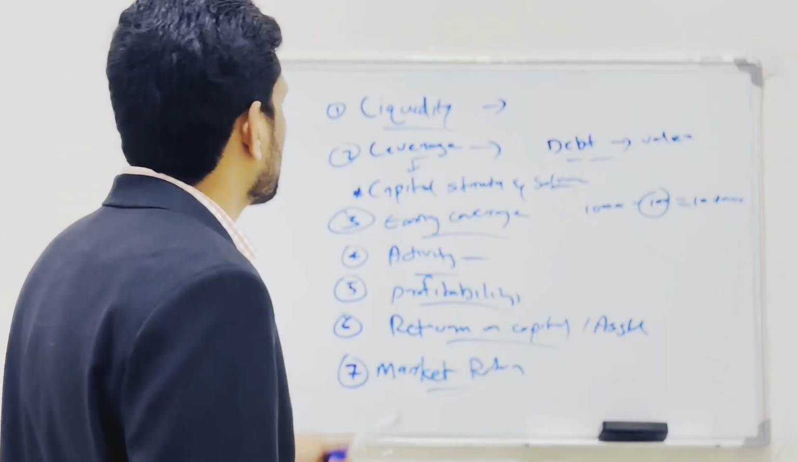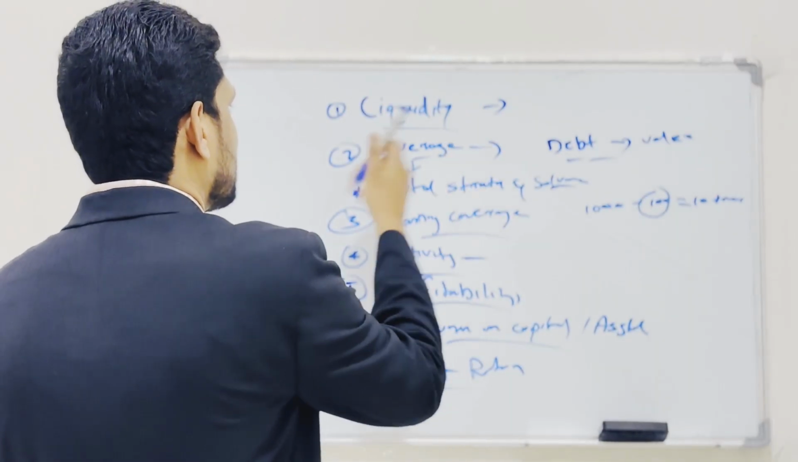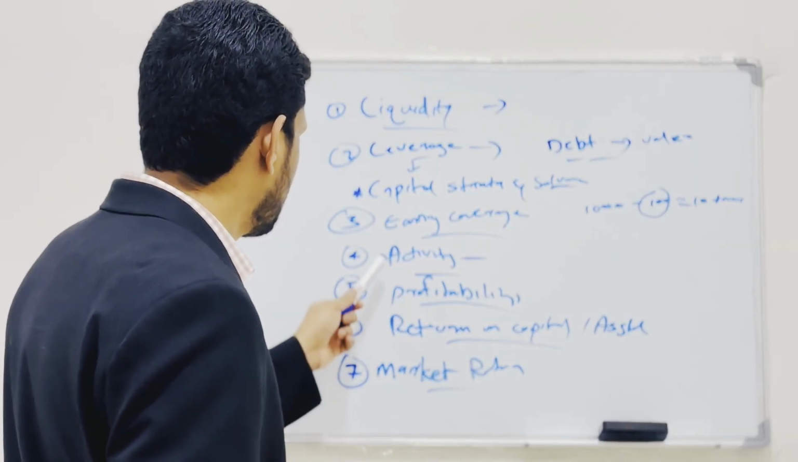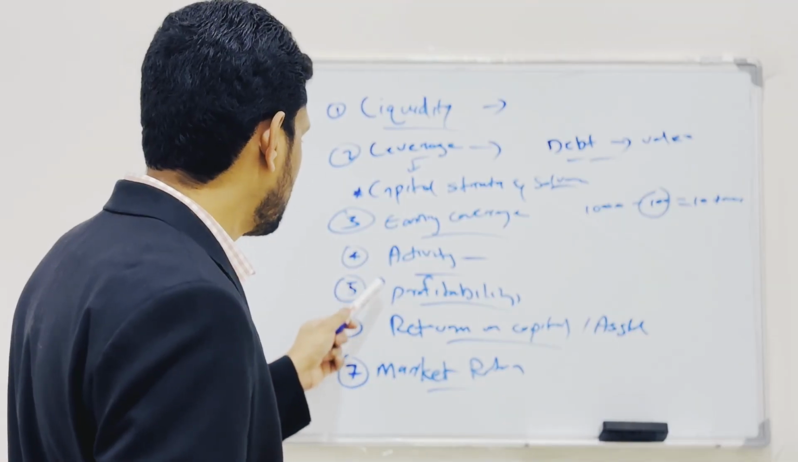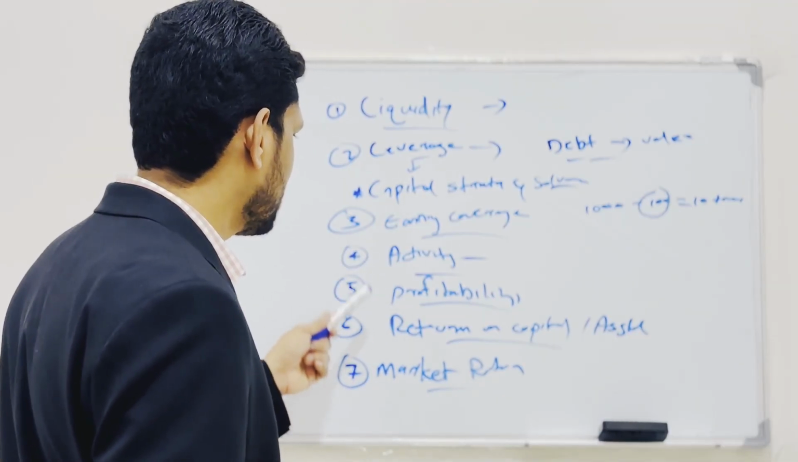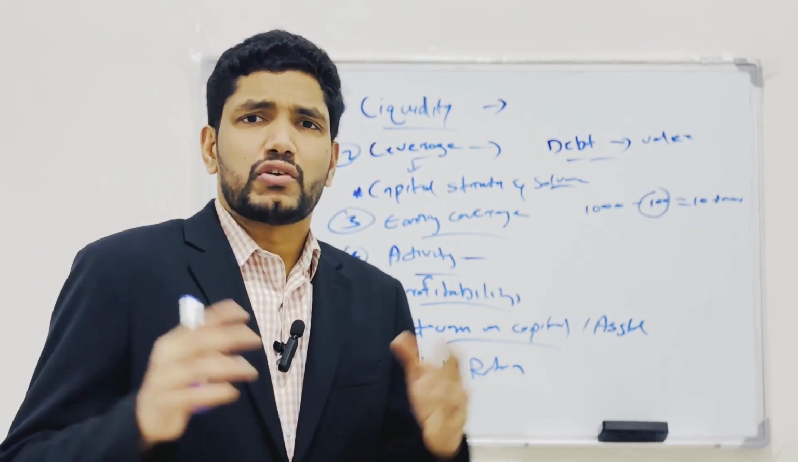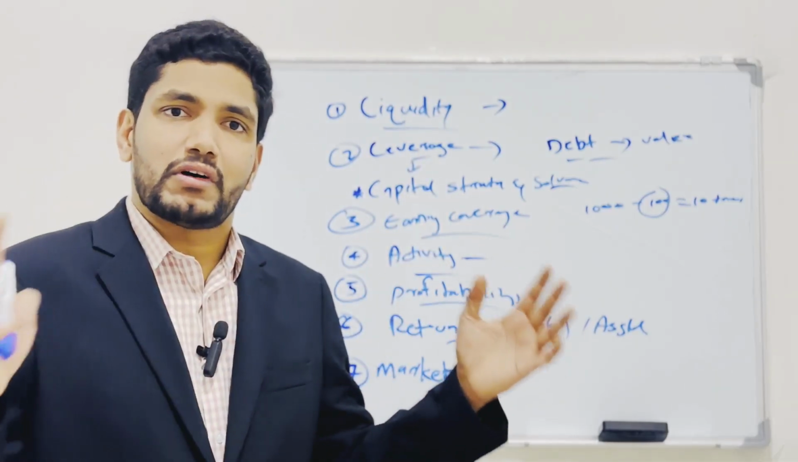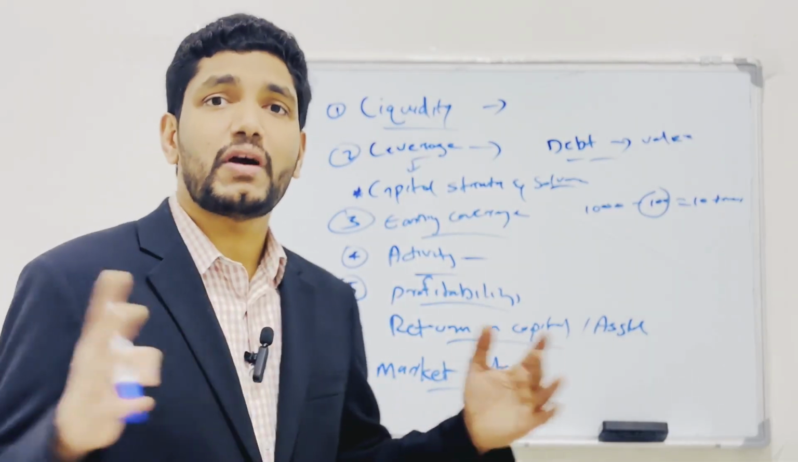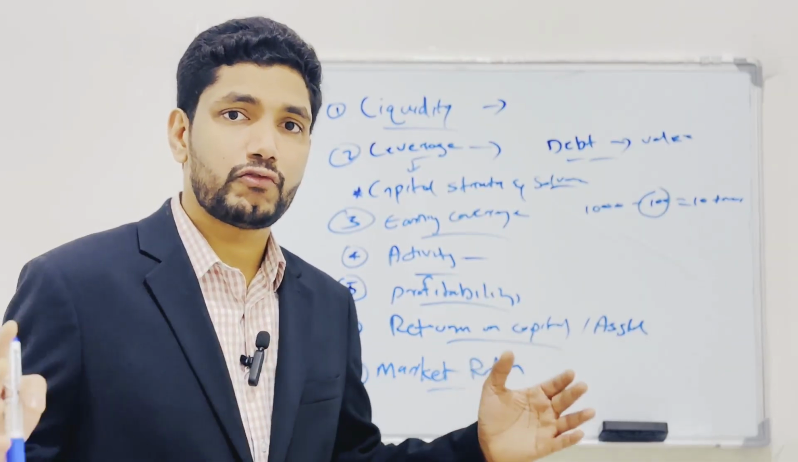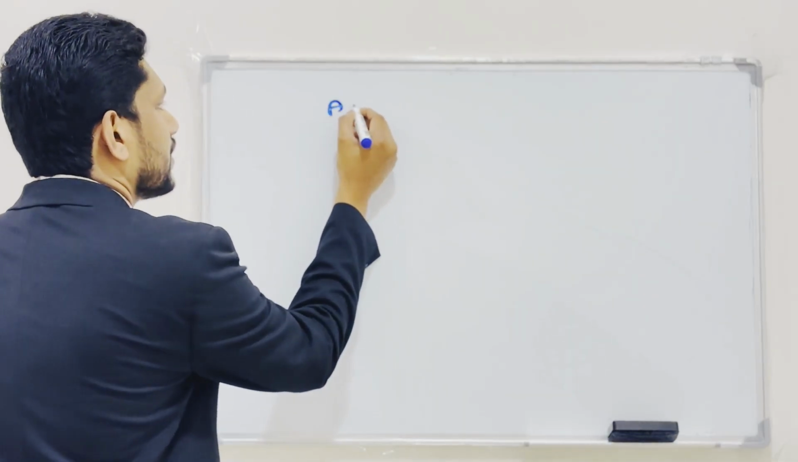So these are the key ratio categories we discussed: liquidity ratios, leverage ratios, earnings coverage ratios, activity ratios, profitability ratios, return on capital or return on asset, and market ratios. Now we have wrapped up our discussion of ratio analysis. Next we will move into the advantages and disadvantages of ratio analysis. Let's start with the advantages.